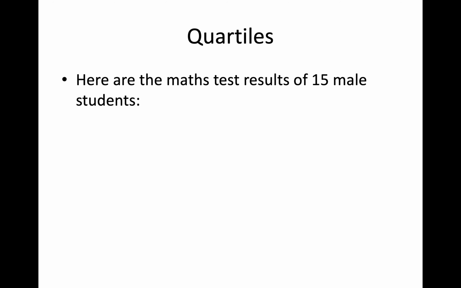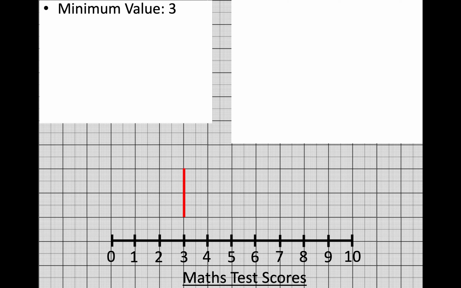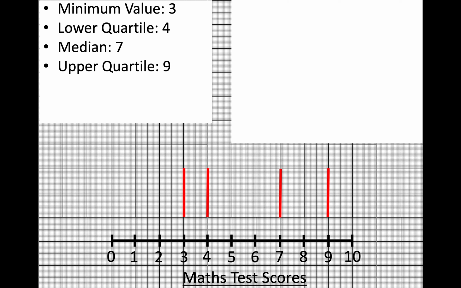So we've got the 15 male students doing the test. We've got their data like this, remember, 4, 7, and 9. So we can now put this onto a graph. We put a scale along the bottom. The minimum value was 3. Lower quartile was 4. Median was 7. The upper quartile was 9. And the highest value was 10. Now put a box between the lower and the upper quartile. And that's our box plot. And that's all you need to do in order to draw a box plot. You must make sure your scale is correctly done, but that's all you need to do.